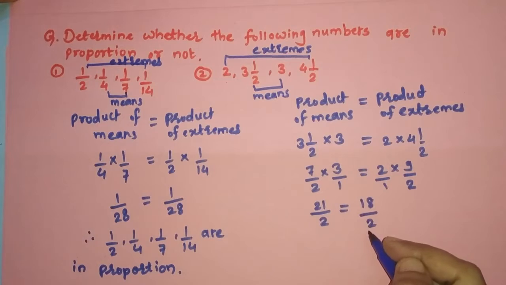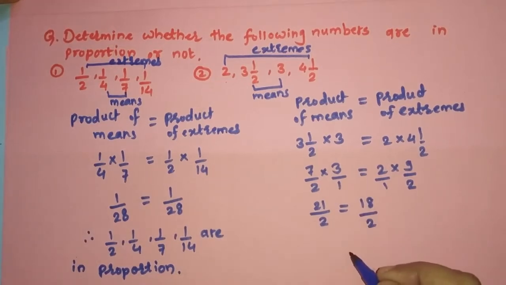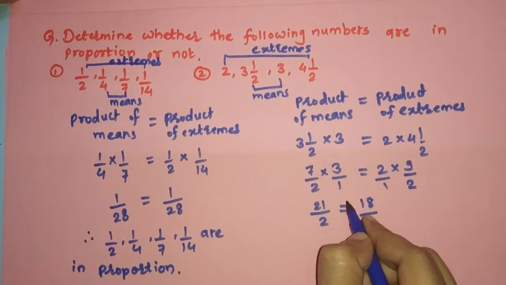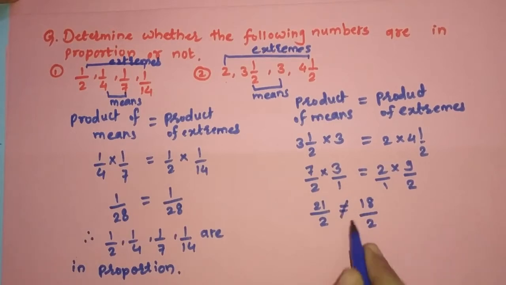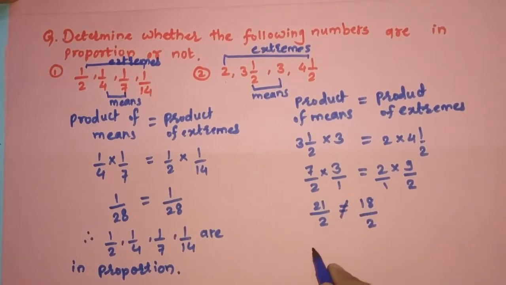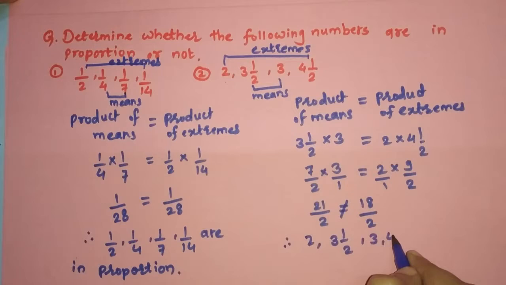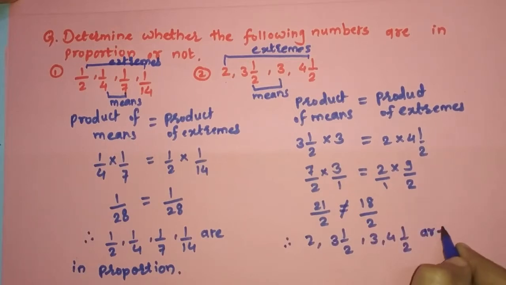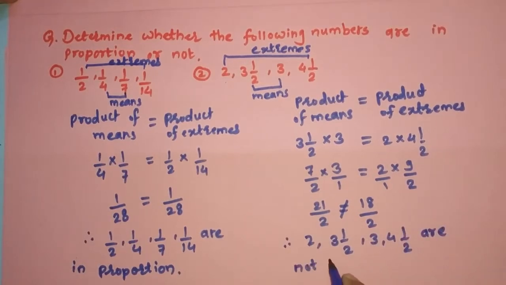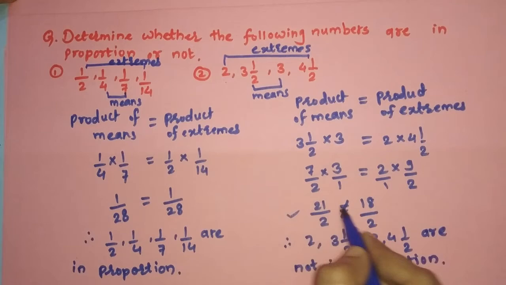So here you can see that these are not equal. So you can put the unequal to sign, and you can state that therefore 2 and 1 by 2, 3, 4 and 1 by 2 are not in proportion. Why not in proportion? Because their product of means is not equal to the product of extremes, as we have seen.